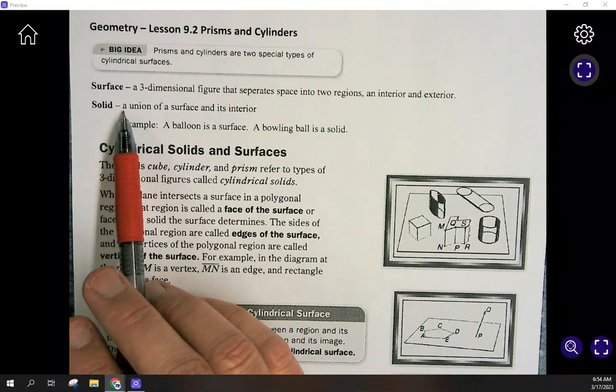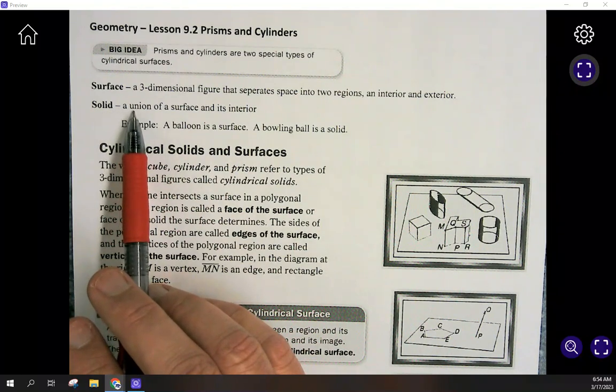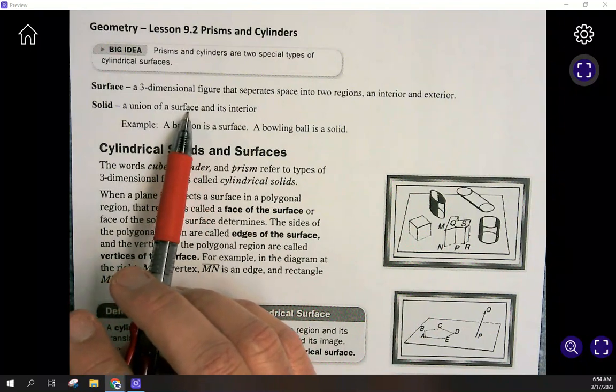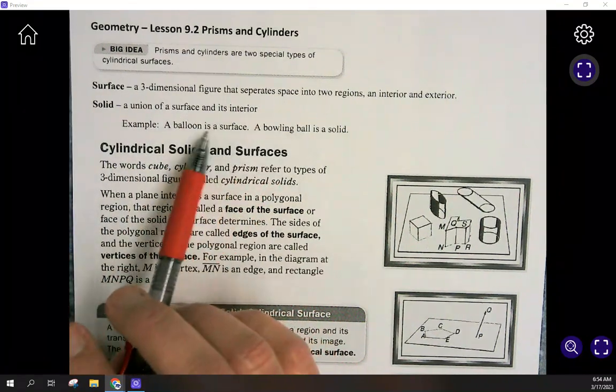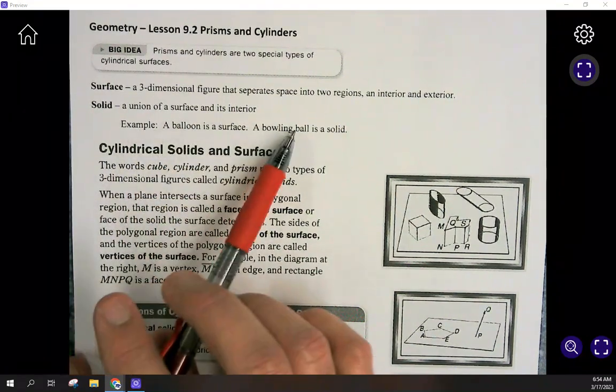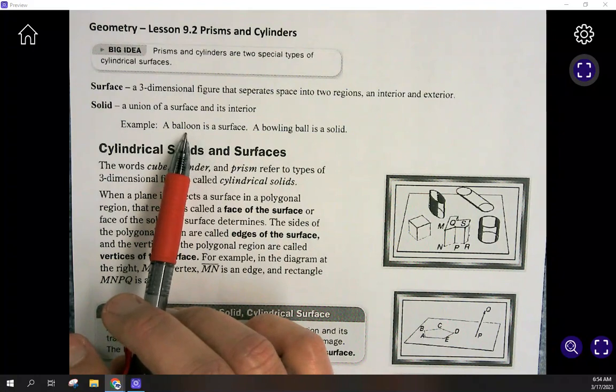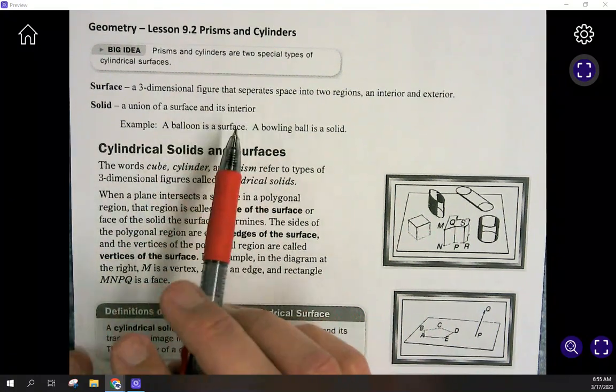So basically, a solid is something not like a box, something that has an inside that's connected to the outside. Sometimes this is best just looked at as an example. So a balloon is a surface. A balloon doesn't have anything on the interior except air. Okay, so it's just a surface. It has that outside that separates space into two regions.